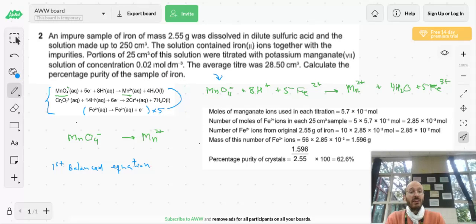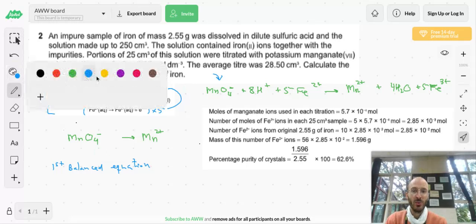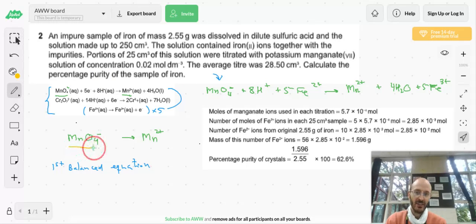If they didn't give it to you, which they may not, what you need to know is that the manganate is going to become manganese 2+. So then you balance the oxygens by adding water, so 4. You balance the hydrogens by adding protons, so 8. And then the overall charge on the left-hand side is +7. On the right-hand side it is +2, so that's why you need 5 electrons here.